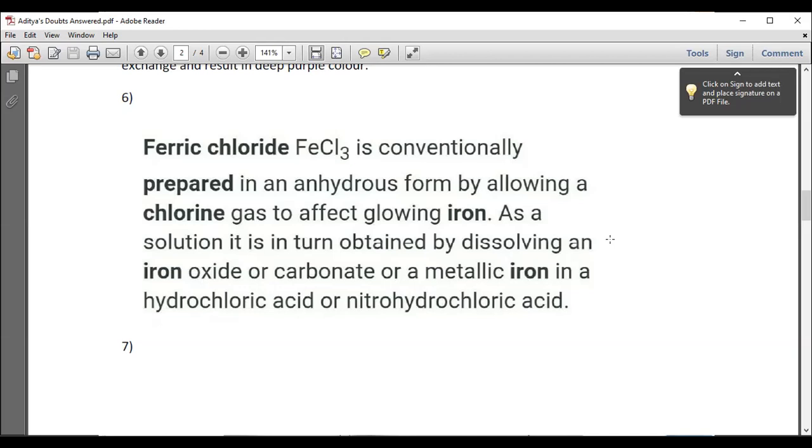Ma'am, my question was, can pure iron be dissolved in dilute HCl to give FeCl3, or can it not, ma'am? The way you answered, I understood that FeO reacts with HCl to give FeCl3, and metallic iron directly can only give FeCl2. Is it? Yes.